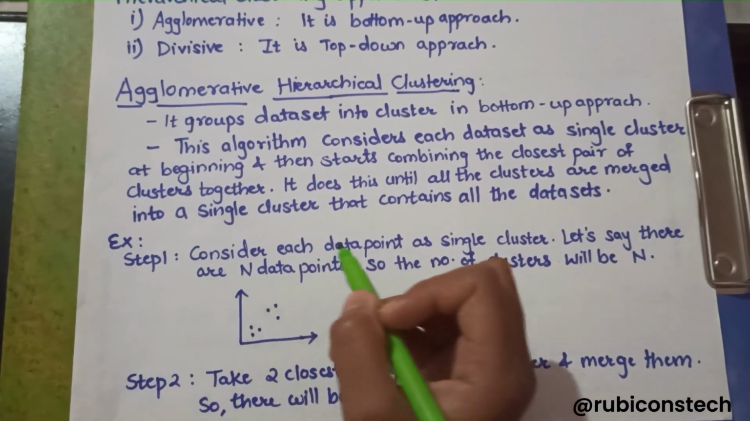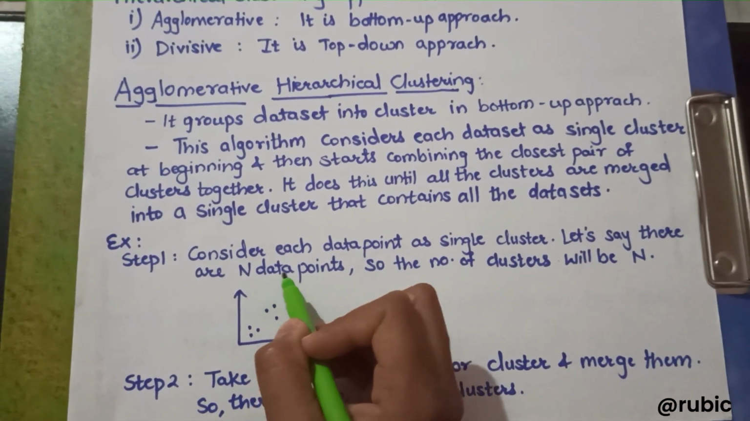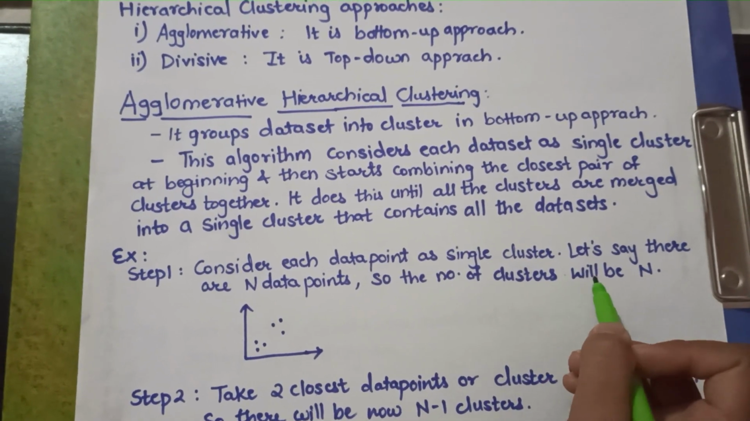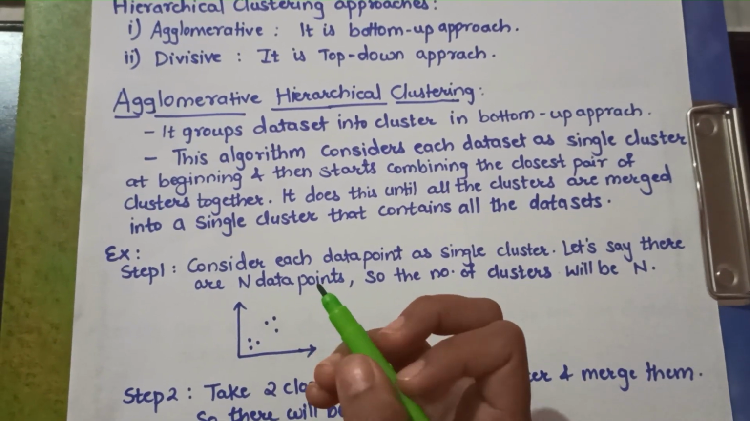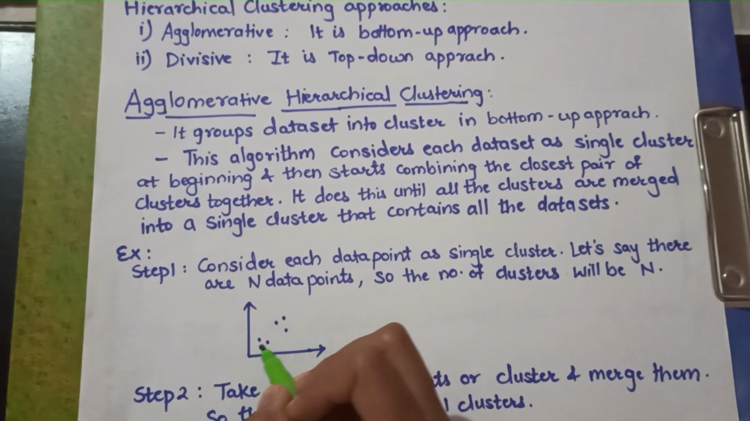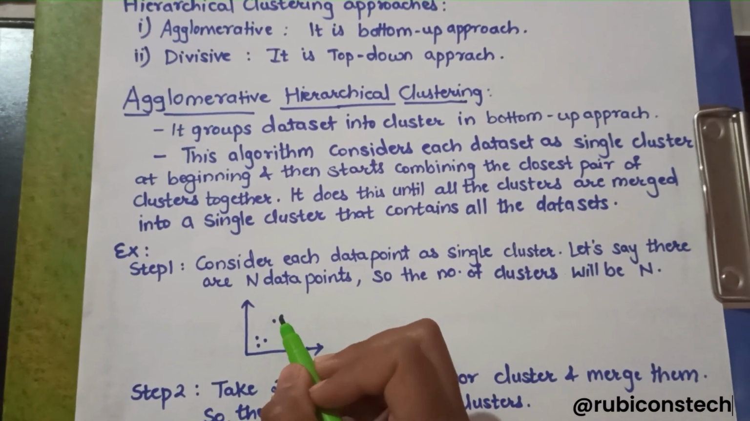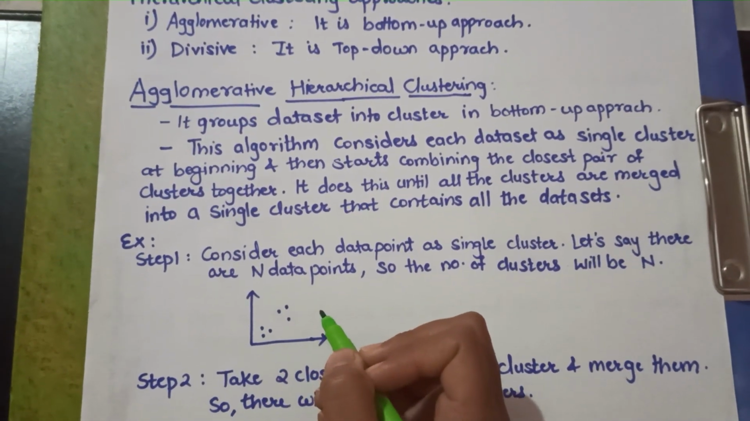Step 1: consider each data point as a single cluster. Let's say there are n data points, so the number of clusters will also be n. As I told, this approach considers each data point as a single cluster. In this graph you can see there are 6 data points, so the approach will consider each of these data points as a single cluster.